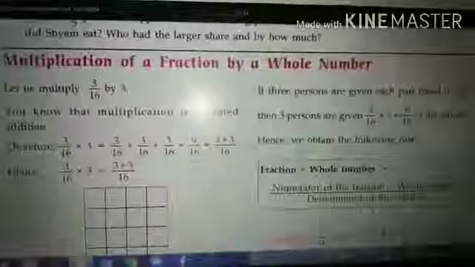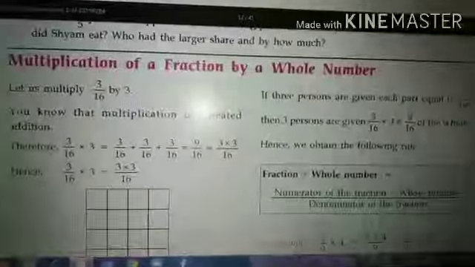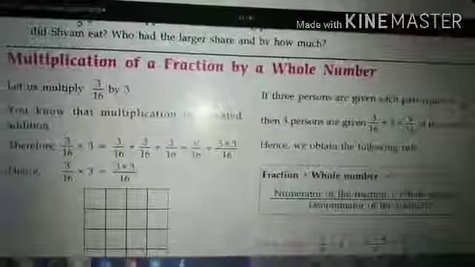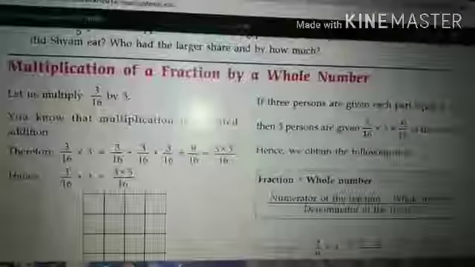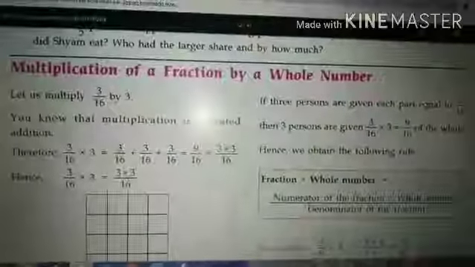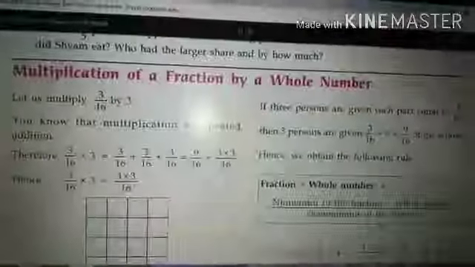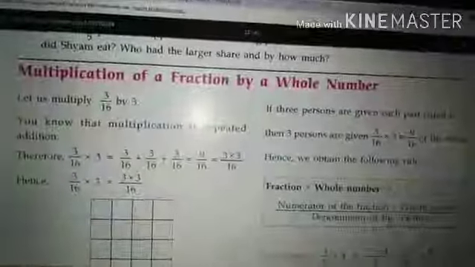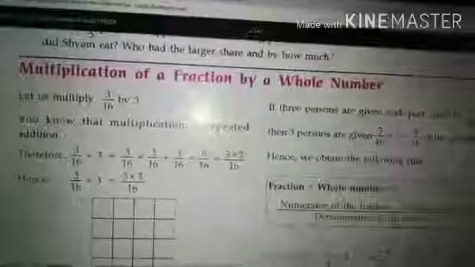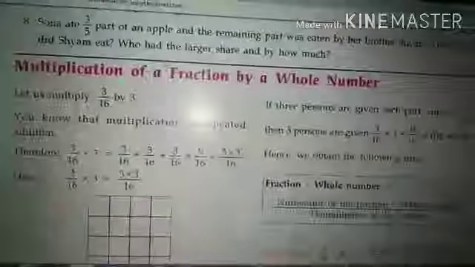So students, we do the multiplication of a fraction by a whole number by using this formula: fraction into whole number is equal to numerator of the fraction into whole number upon denominator. Okay students, so learn this formula and use it to multiply a fraction by a whole number.